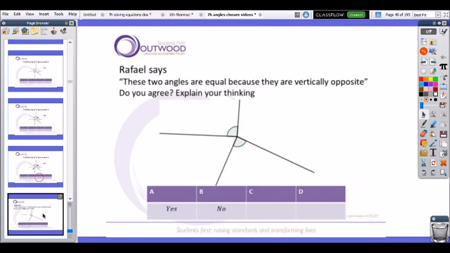Okay, and then the last question we've got, Raphael says, these two angles are equal because they are vertically opposite. Do you agree with him? Yes or no? Okay, so this is not true. It's not true because these lines, they're not straight. It's just a bunch of random lines coming out of a point. So it only works when there's two straight lines intersecting each other.